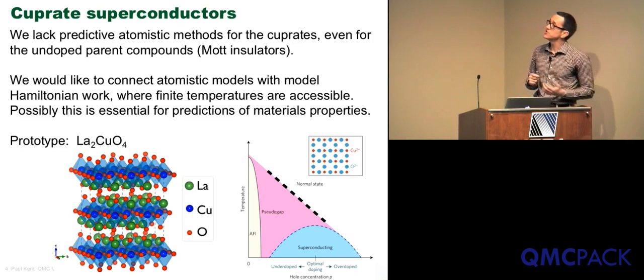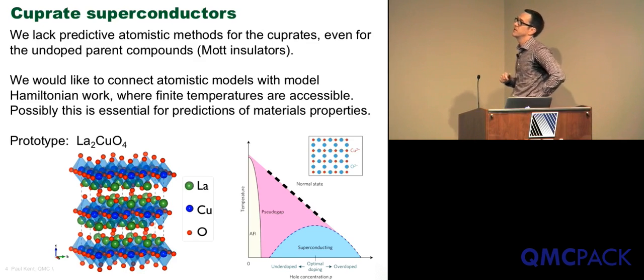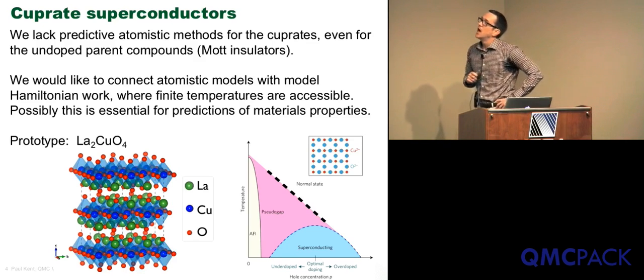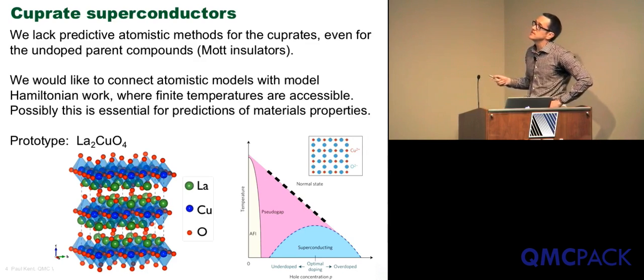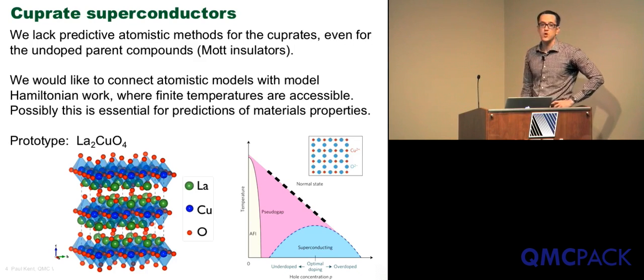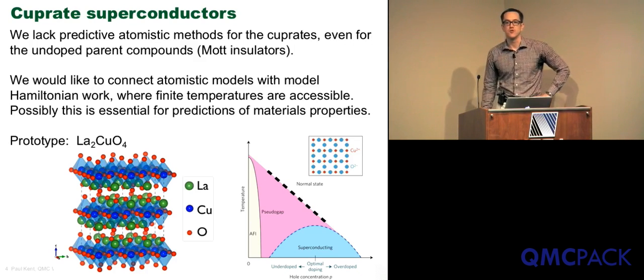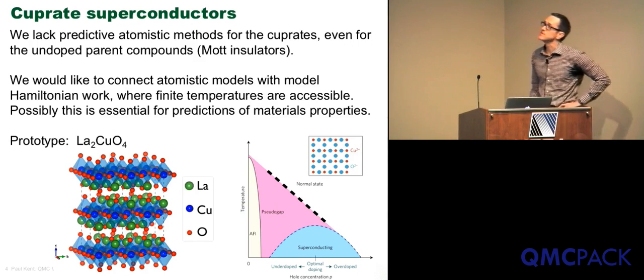That's where finite temperatures are accessible, and of course, we'll find out in future how true this is. But given the importance of doping of these materials, and the role of disorder in materials, it seems actually quite possible that if one wanted to predict the properties of these materials, you will need some atomistic information in your model. So we obviously need an accurate method that includes atoms.